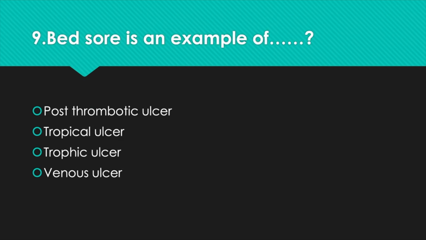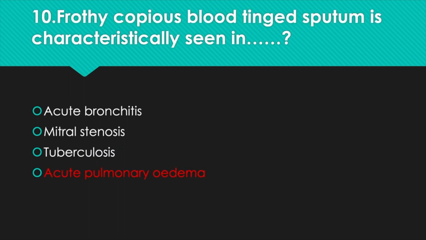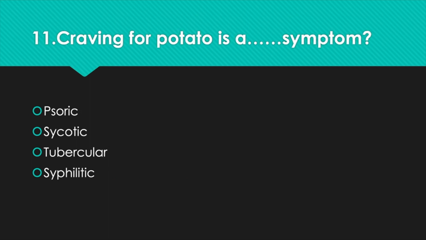Bedsore is an example of: option A, post-thrombotic ulcer; option B, tropical ulcer; option C, trophic ulcer; option D, venous ulcer. Answer: option C, trophic ulcer. Frothy copious blood-tinged sputum is characteristically seen in: option A, acute bronchitis; option B, mitral stenosis; option C, tuberculosis; option D, acute pulmonary edema. Answer: option D, acute pulmonary edema. Craving for potato is a symptom of: option A, psoriatic; option B, psychotic; option C, tubercular; option D, syphilitic. Answer: option A, psoriatic.